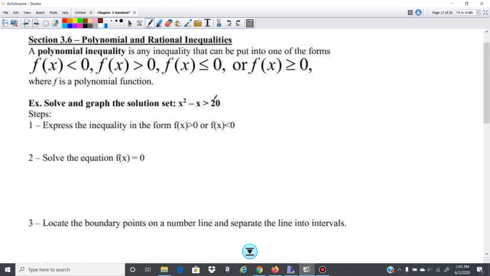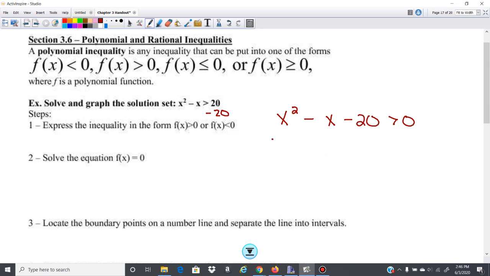First thing you're going to do is set this equal to 0. So I'm going to take this 20 and subtract it, and I'm going to get x squared minus x minus 20 is greater than 0. Then you're going to solve the equation. So this I can factor. If you can solve by factoring, that's your best bet.